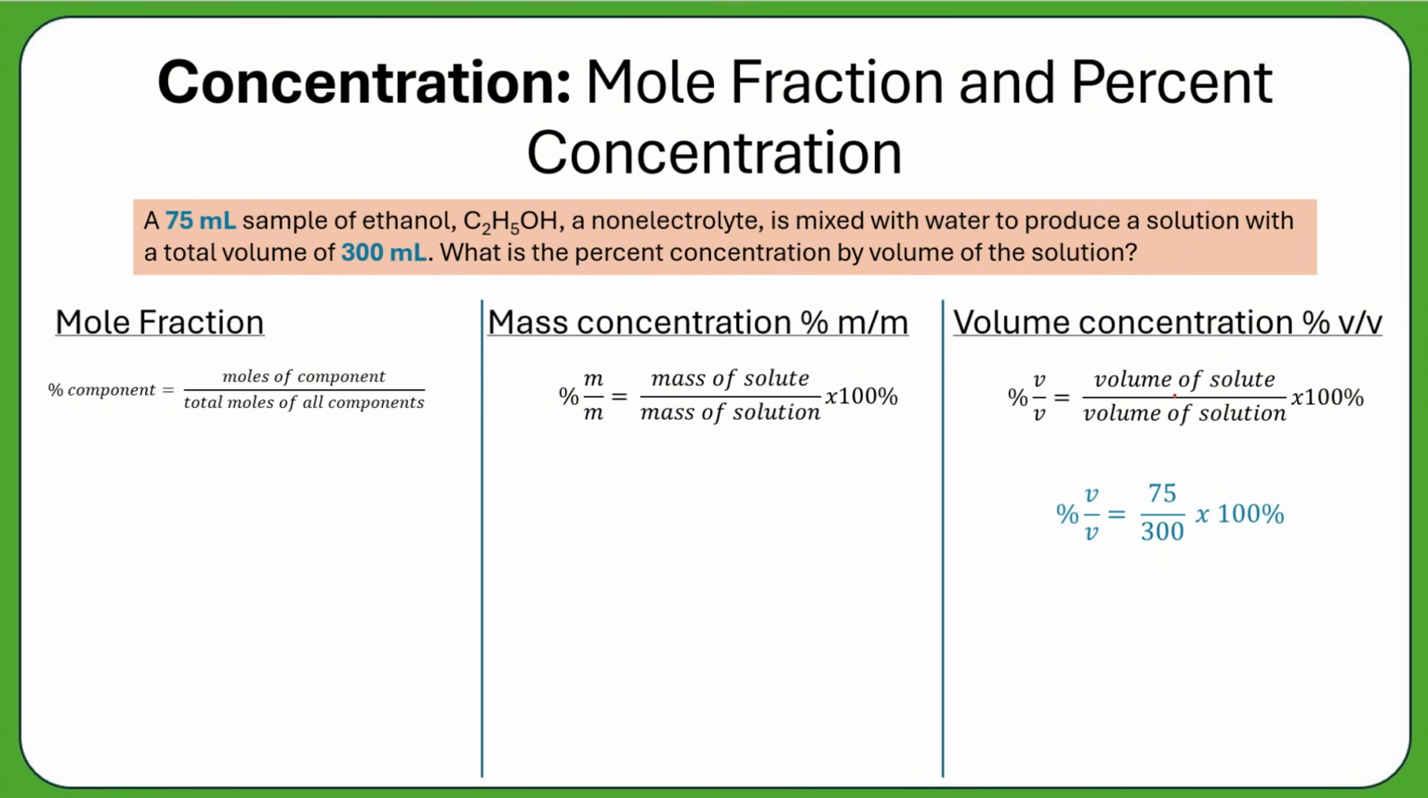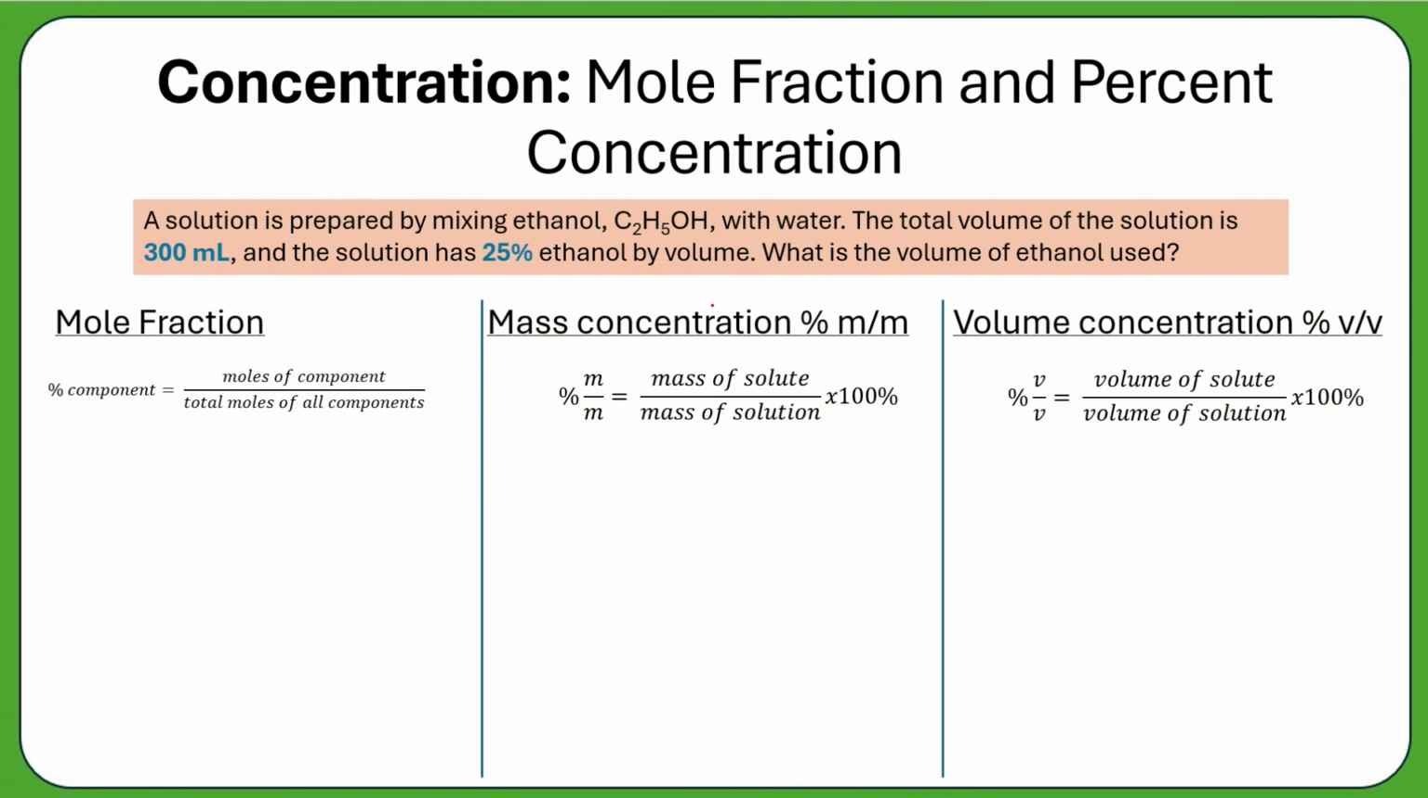So 75 is the volume of the solute, and 300 is the volume of the solution. 75 divided by 300 times 100% gives us 25% concentration of ethanol by volume in this solution. So that's the answer, 25%. Now, what if it's the other way around?